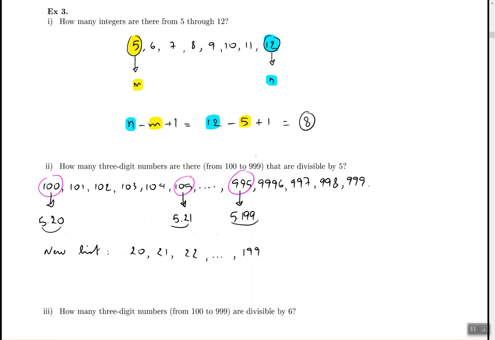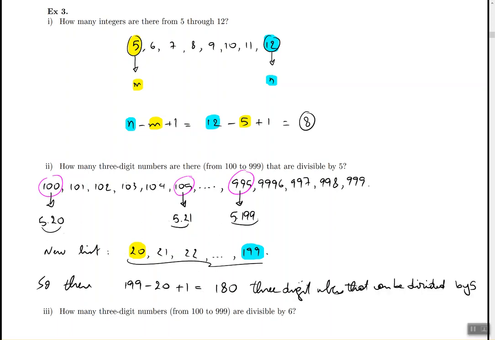I'm just ignoring the 5 because I know that 5 times 20 will be 100, 5 times 21 will be 105, and so on. So how many numbers are in this list? If I can figure that out, I'll know how many of the original numbers are divisible by 5. I'm going to call the first one m and the last one n. So there are 199 minus 20 plus 1, which is 180, 3-digit numbers that can be divided by 5. The solution we're looking for is 180.